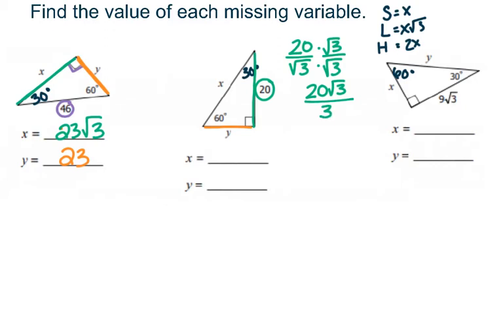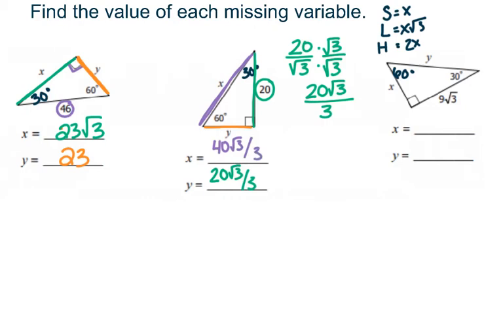You can put that in your calculator to check behind me if you don't believe me. Okay, so y is 20 square root of 3 over 3. And then the hypotenuse is always twice as much as the shorter side. So we get 40 square root of 3 over 3, twice as much.